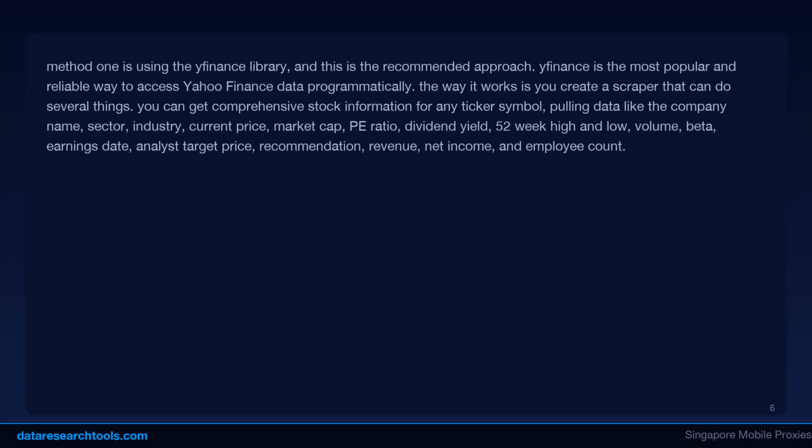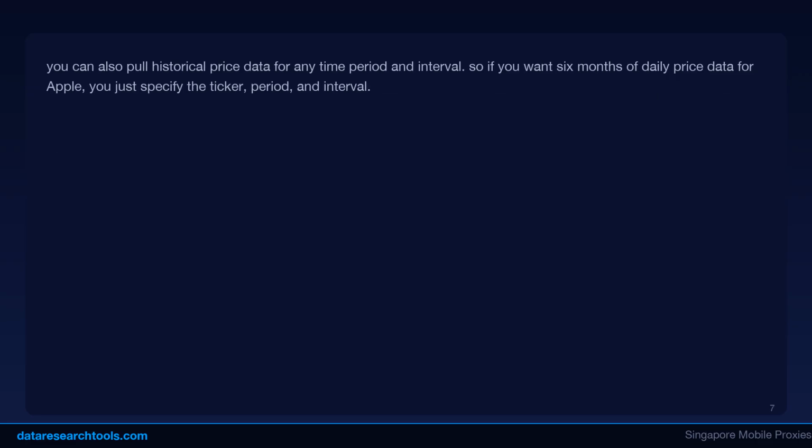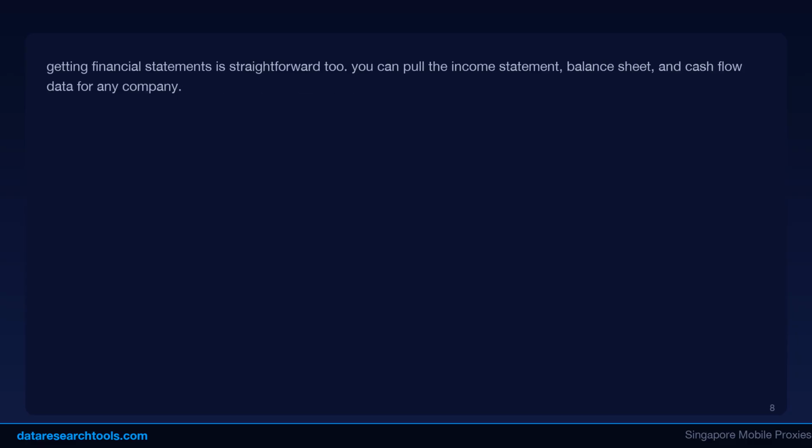You can get comprehensive stock information for any ticker symbol, pulling data like the company name, sector, industry, current price, market cap, PE ratio, dividend yield, 52-week high and low, volume, beta, earnings date, analyst target price, recommendation, revenue, net income, and employee count. You can also pull historical price data for any time period and interval. So if you want 6 months of daily price data for Apple, you just specify the ticker, period, and interval.